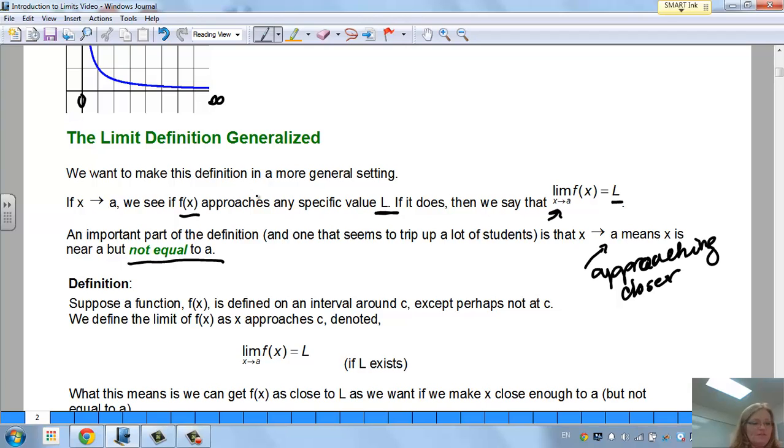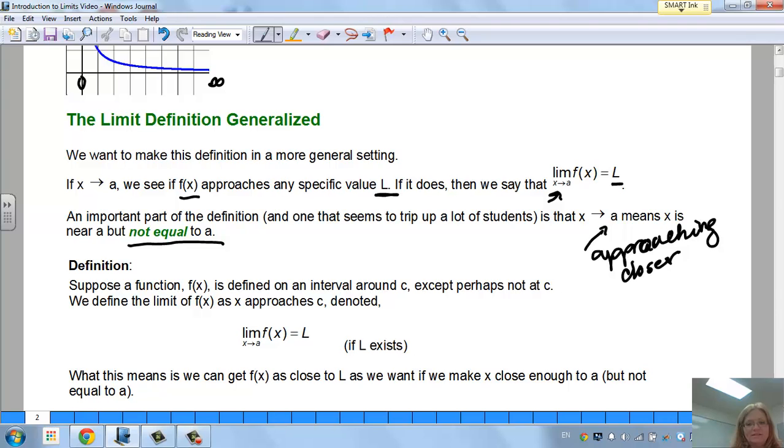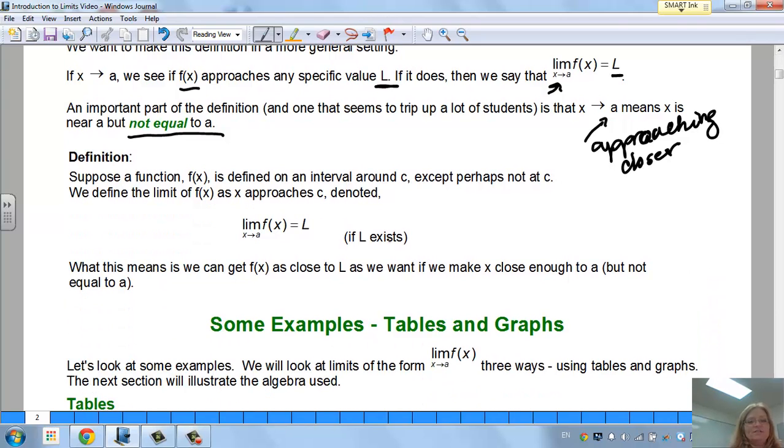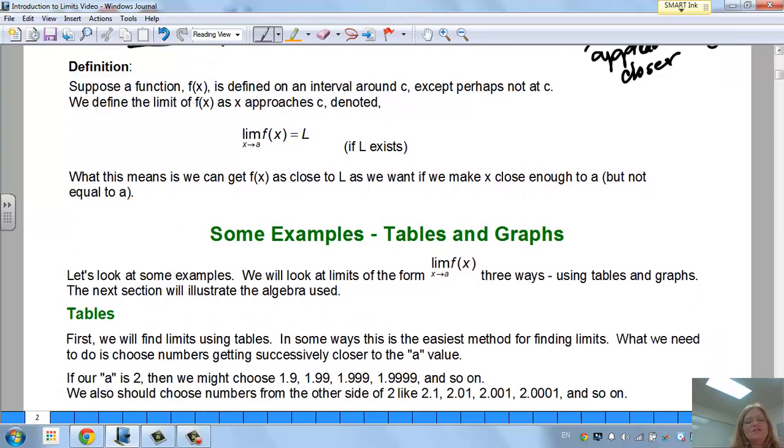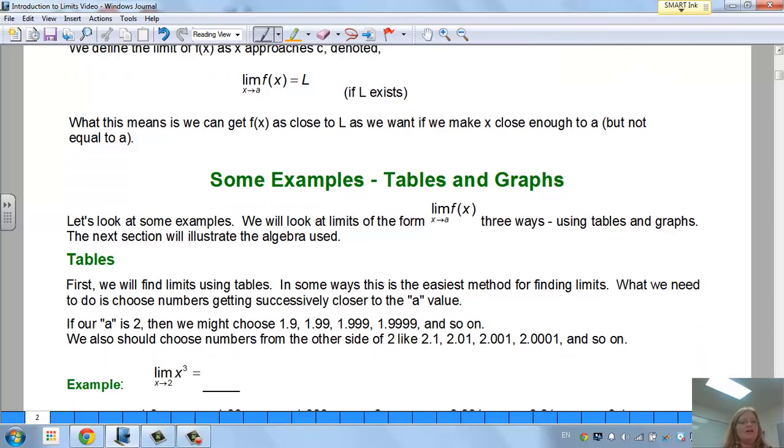Suppose a function f of x is defined on an interval around c, except perhaps not at c. We define that limit of f of x as x approaches c as this. All right, so there is the notation again we just talked about. What this means is we can get f of x as close to L as we want, and we can make x close enough to but not equal to a. So it's just a notation math people use to talk about getting close to some type of number or what your function is doing. Okay?